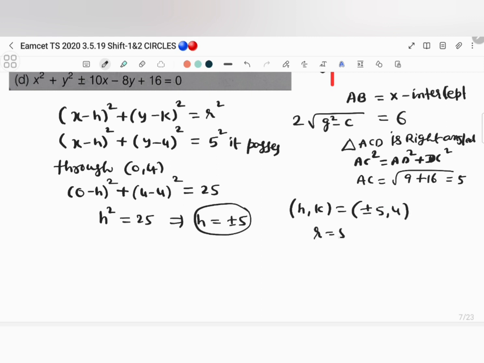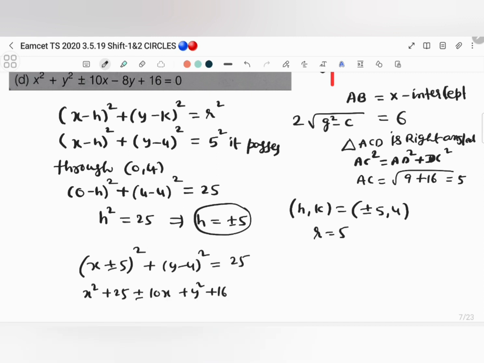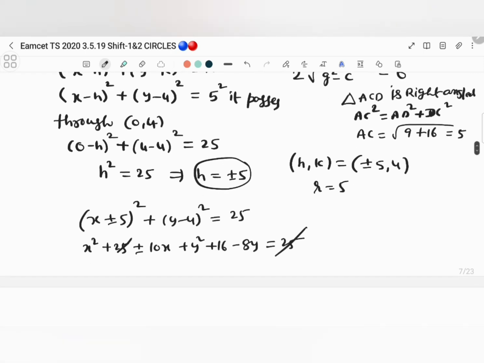And radius r. Now (x minus plus or minus 5) whole square plus (y minus 4) whole square equal to 5 square, 25. So x square plus 25 plus or minus 10x plus y square plus 16 minus 8y equal to 25. Here 25 gets cancelled. The required equation of the circle is x square plus y square plus or minus 10x minus 8y plus 16 equal to 0, which is the required equation of the circle.